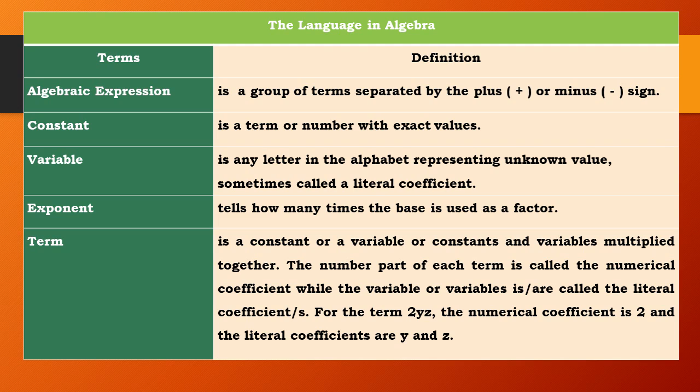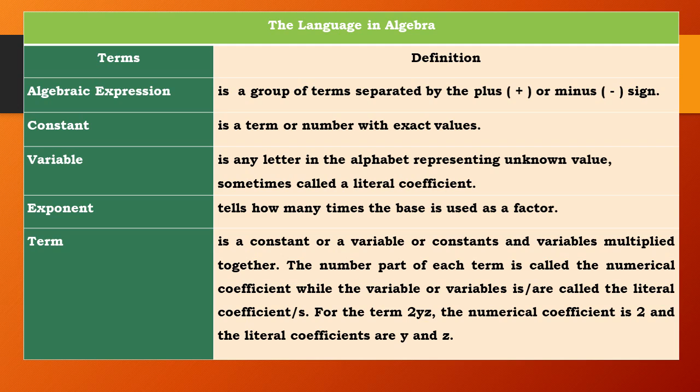So, what does the term algebraic expression mean? It is a group of terms separated by the plus or minus sign or the operations. We have the plus, minus, multiplication, and division. Next, let's define what is constant. A constant is a term or number with exact value. So that is a number. Constant is a number.